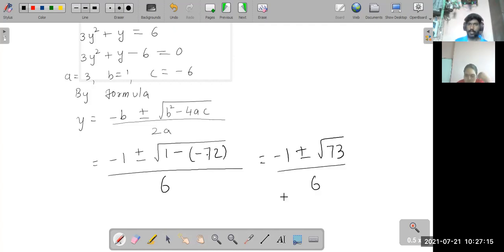What will you do? No, nothing. Keep it as it is. You cannot do anything with it. Keep it as it is. And then just separate it. Separate plus and separate minus. Okay.